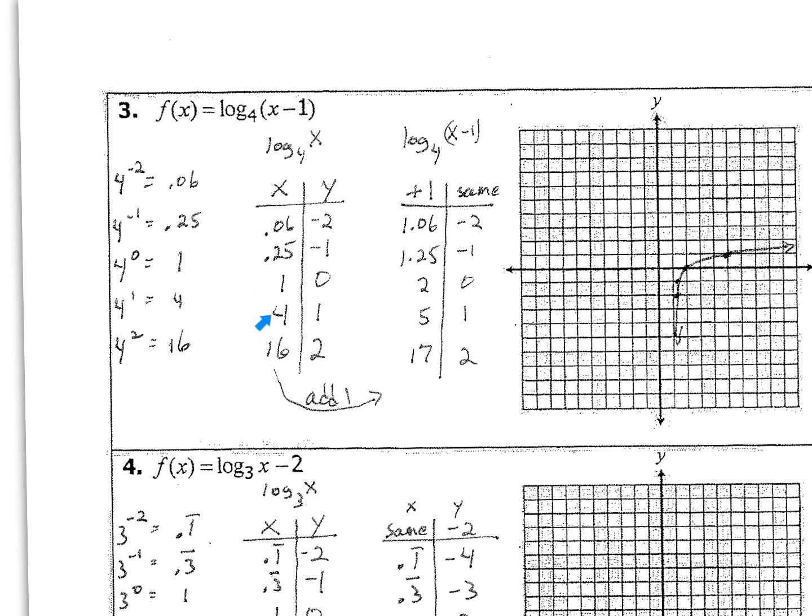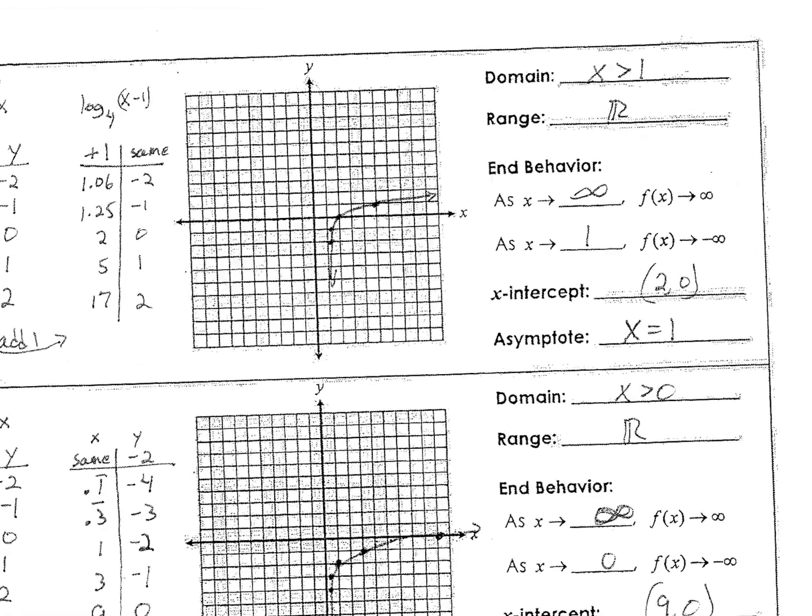So for all of these x values that we got, we're actually going to add 1 to them. So 0.06 becomes 1.06. A quarter, or 0.25, becomes 1.25. And so on. 1 plus 1 is 2, 4 plus 1 is 5, 16 plus 1 is 17. The y values do not change because there's not any plus or minus out here. So this table actually represents the log base 4 of x minus 1. Okay, and then let me let you take a look at the graph here.